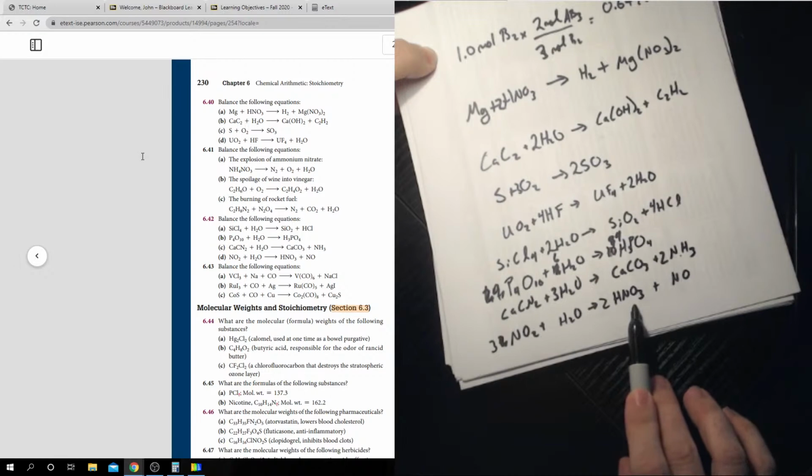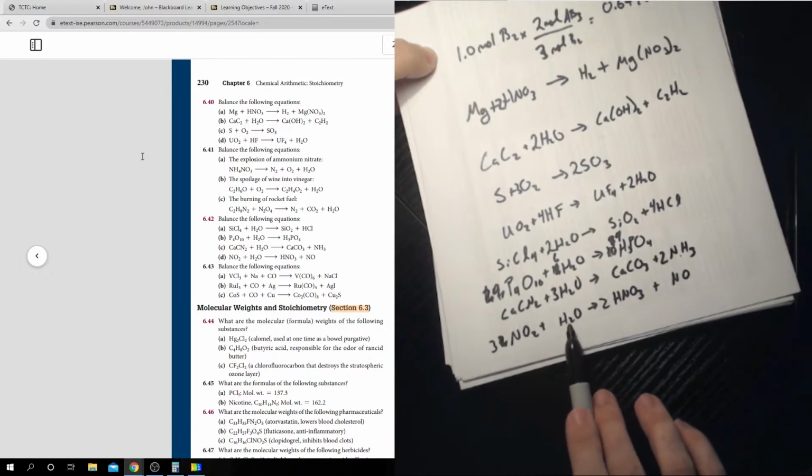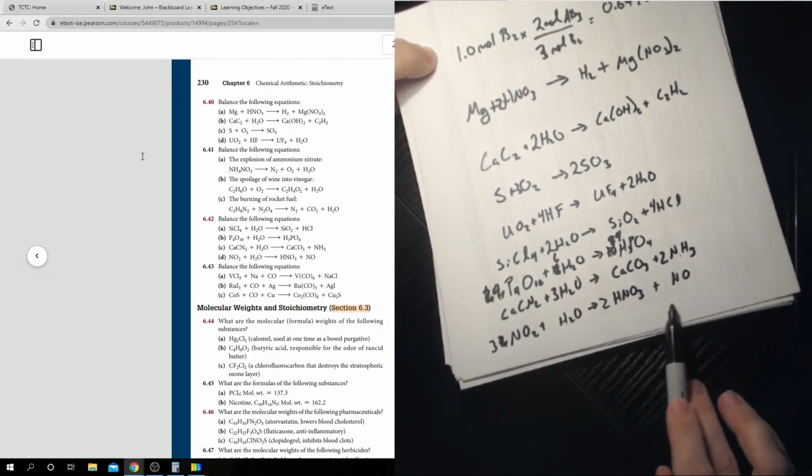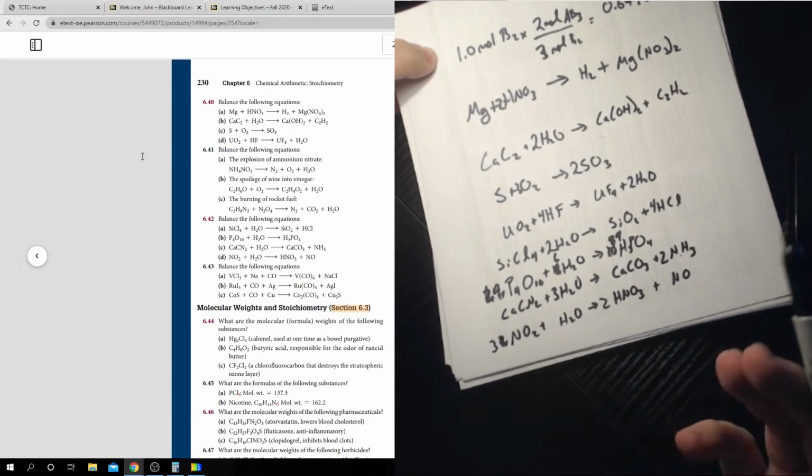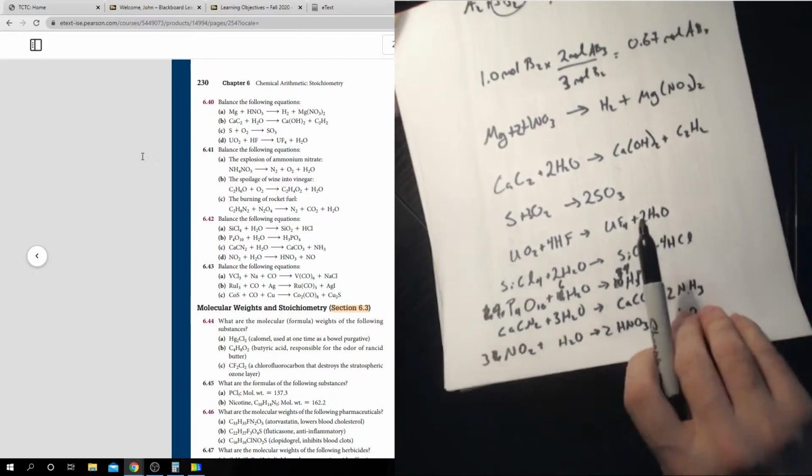All right, the reason I knew I needed 3 of these is because I knew I needed 2 of the nitric acids. I needed 2 of the nitric acids to balance out the hydrogen. And then 2 nitrogens plus 1 nitrogen gives us 3 nitrogens. And then everything else just sort of fell into place. All right.